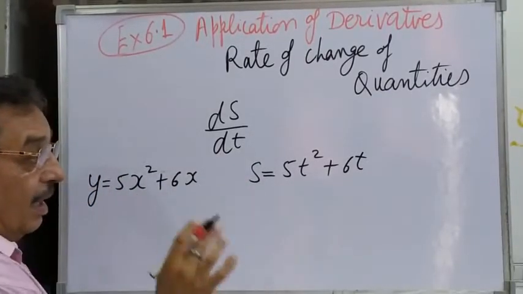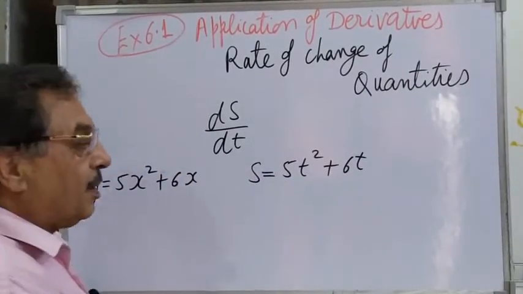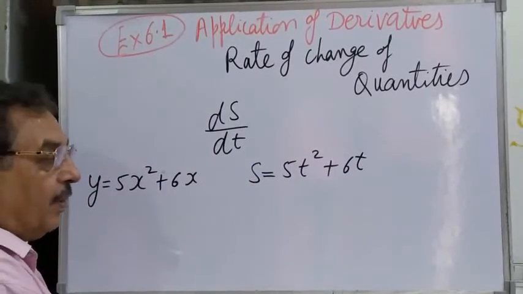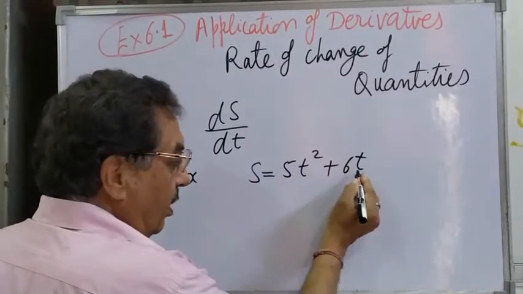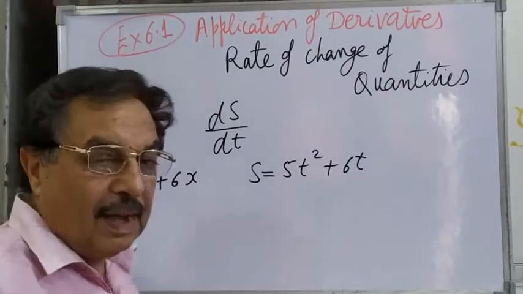Suppose a cricket player throws a ball, and after 1 second, how many meters would it have covered? You put 1 here: 1 square, 5, plus 6, 11. So the distance covered in 1 second will be 11 meters.